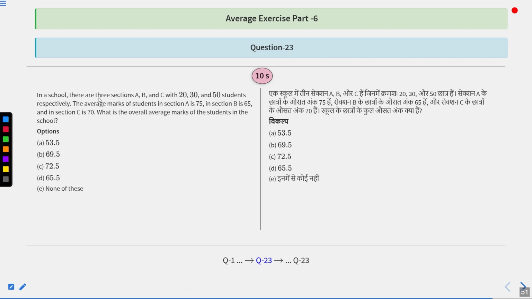In a school, there are 3 sections A, B and C with 20, 30 and 50 students respectively. The average mark of the students in section A is 75, in section B is 65, and in section C is 70. What is the overall average mark of the students in the school? You have 5 options and 10 seconds to analyze the question. Your time starts now.